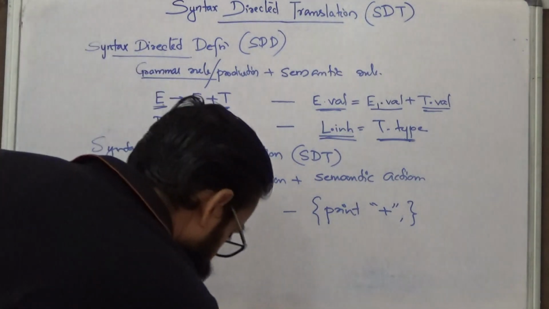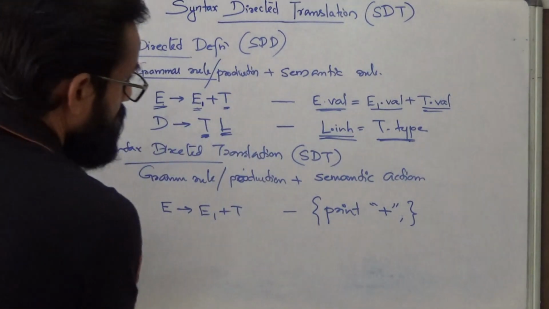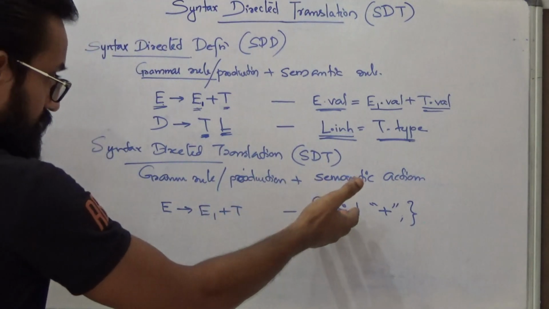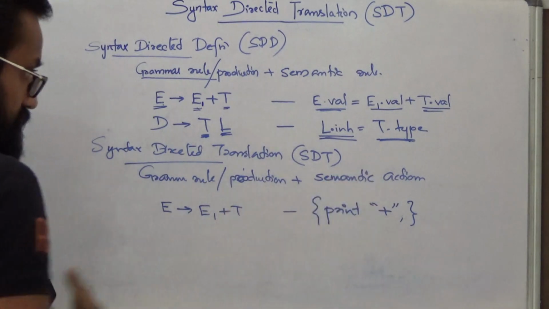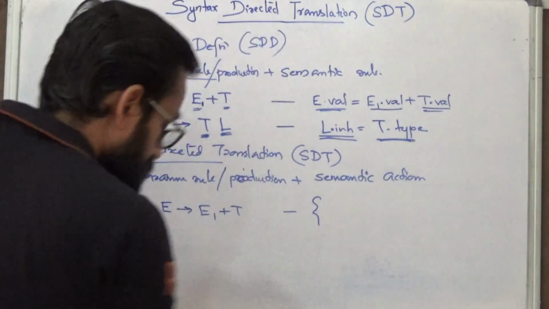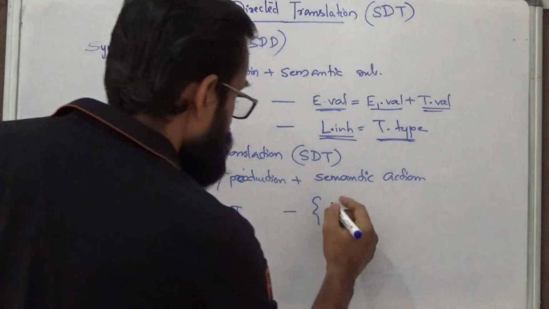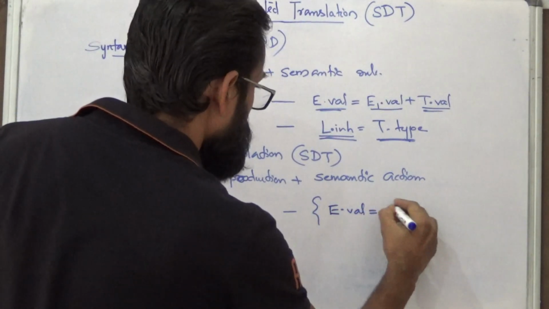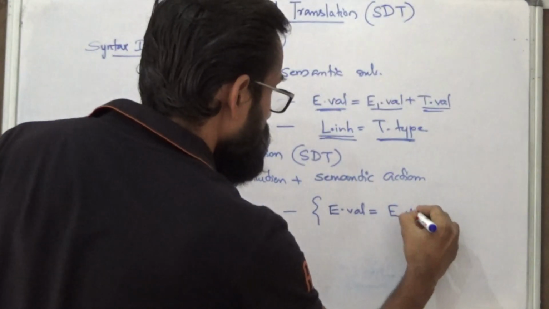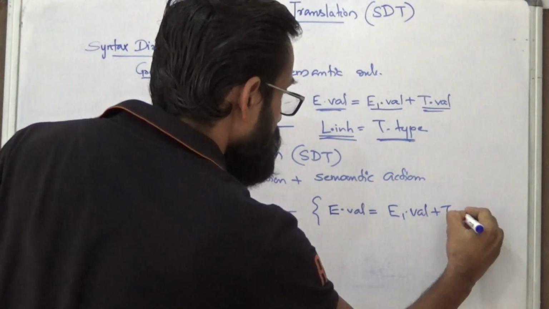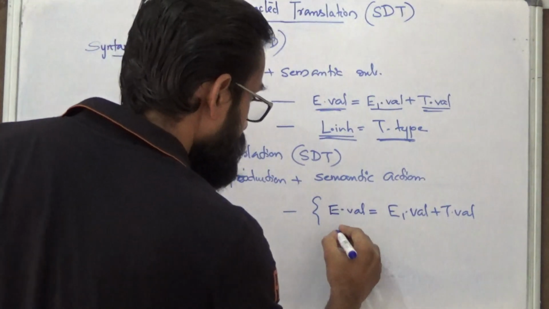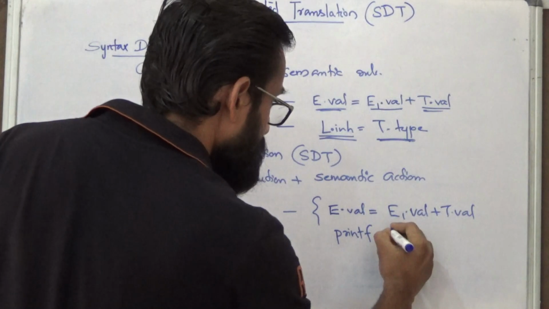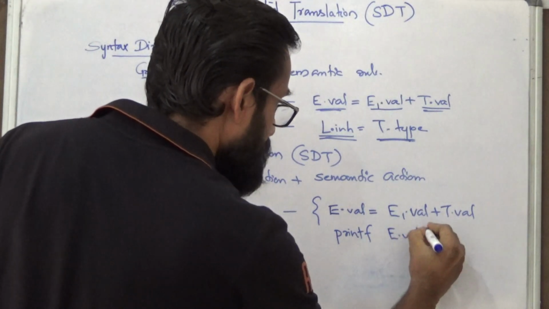Now here also you can have another action. If you want, you can write E dot val equal to E1 dot val plus T dot val, and if you want, printf E dot val.